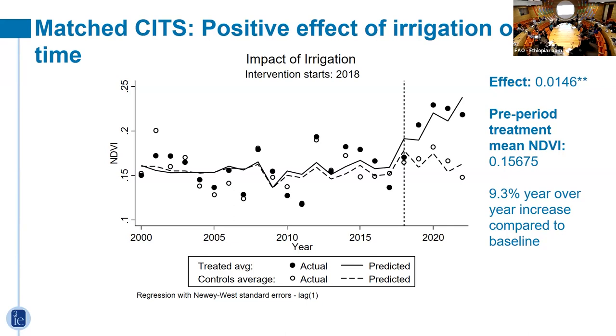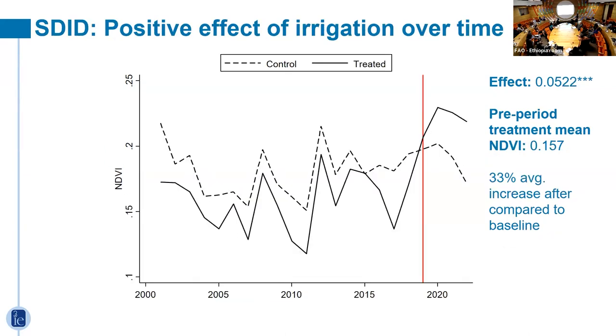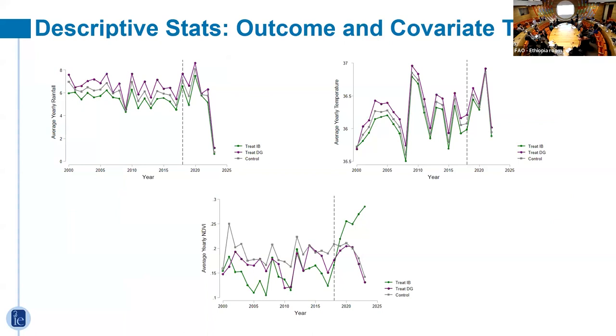And then we also conducted the synthetic diff and diff, which allows for a slight difference in the levels of the trends. It doesn't force them to be matched exactly the same, thereby including more units in our control group. And we find very similar strong positive effects of this irrigation on NDVI, specifically a 33% average increase compared to baseline, which is essentially the same as the CITS results, which was a year-over-year effect, while this is the average in the post period. So we find strong positive effects, but that's for the regions combined, looking at both Ibohaman and Dugarawa's irrigation perimeters. But we also wanted to look at those split out to see if there was a difference in the effect for one region versus another.